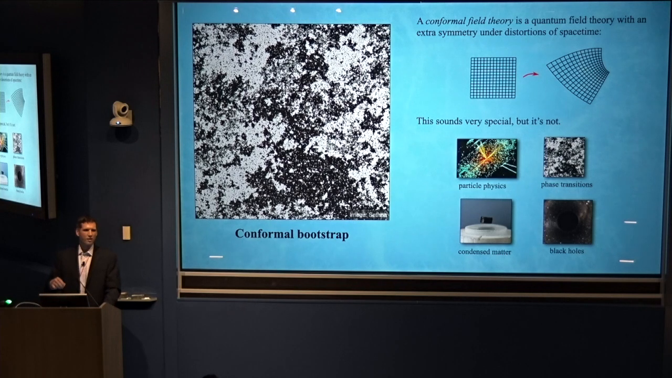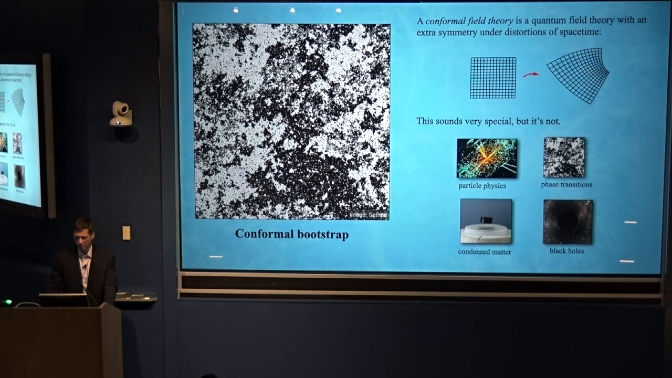So we take space-time and rotate and distort it in some way. And these distortions can be done in many different ways. But the theory has a symmetry under these distortions. It's insensitive to the distortion. Now, this sounds very special. Why should a theory be insensitive to distortions of space-time like this? Well, actually, it's not that special. It shows up all over the place in physics.